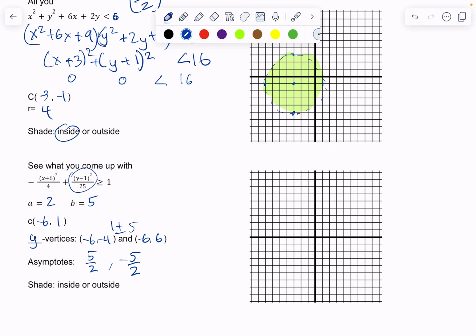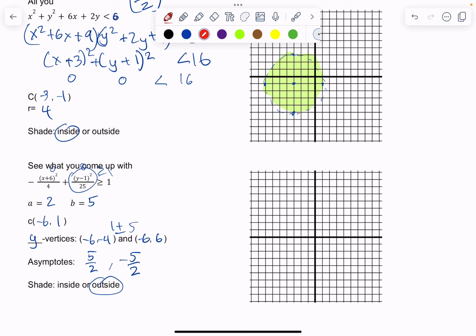I don't know yet whether I'm going to be shading inside or outside. I guess I can do that one actually right now. So inside, outside, if I plug in from the origin points, that would give this to be 0. 0 is greater than or equal to 1, which is not true. It's going to be shaded on the outside.